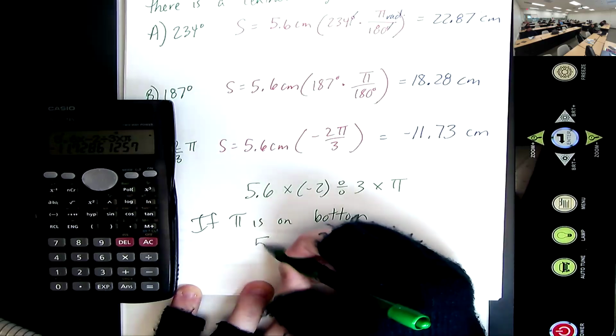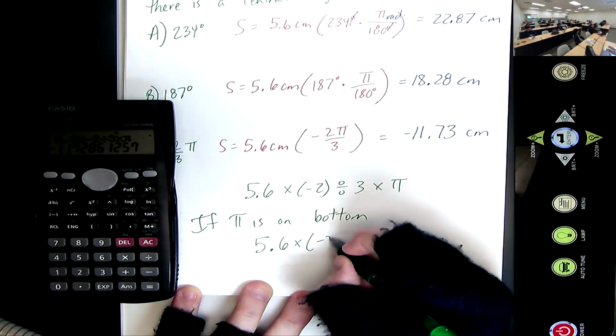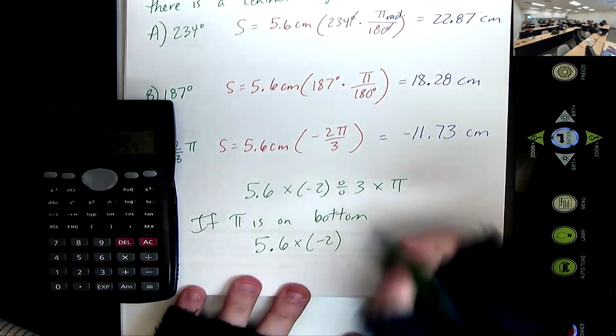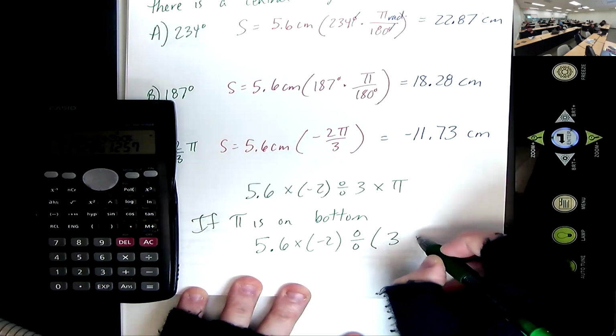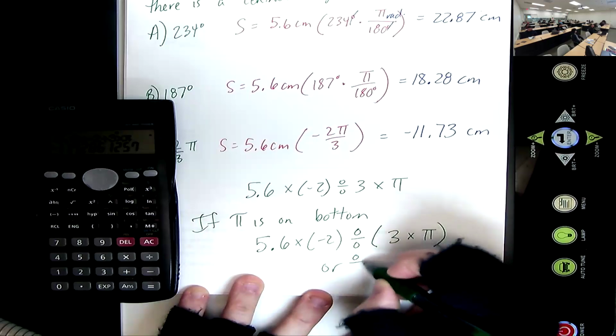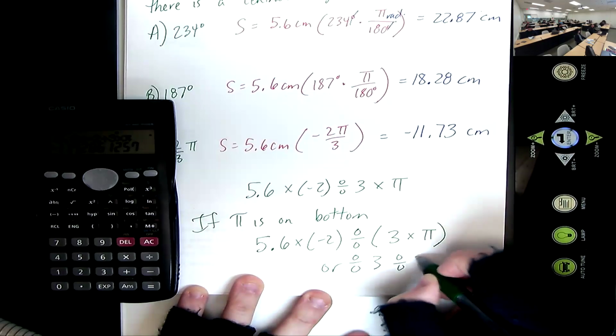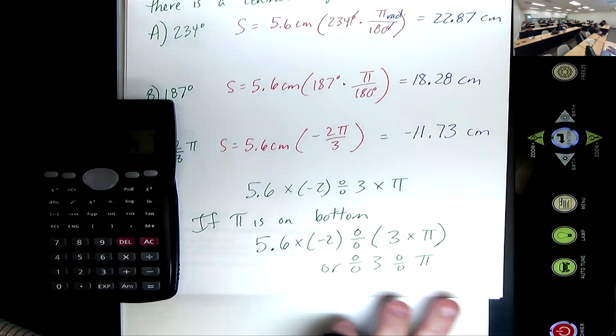I would have had to do 5.6 times... The only reason I'm putting a negative in parentheses is to make it clear the negative is there. If I'm dividing by pi, I would have to put this in parentheses, or say divided by 3 divided by pi. So if you have more than one thing on the bottom that's being divided, you either have to put it in parentheses or just say divided by both.